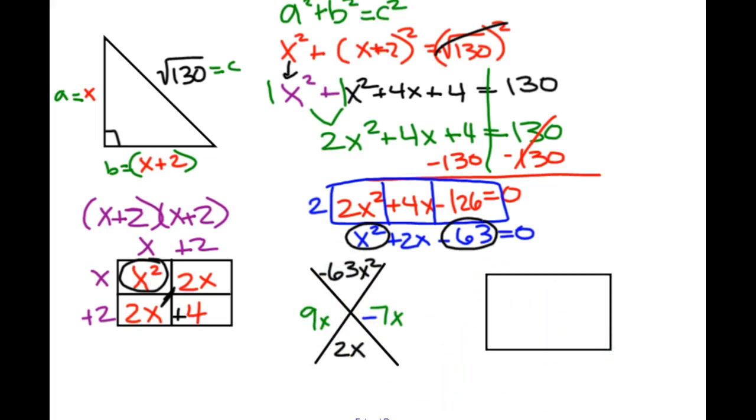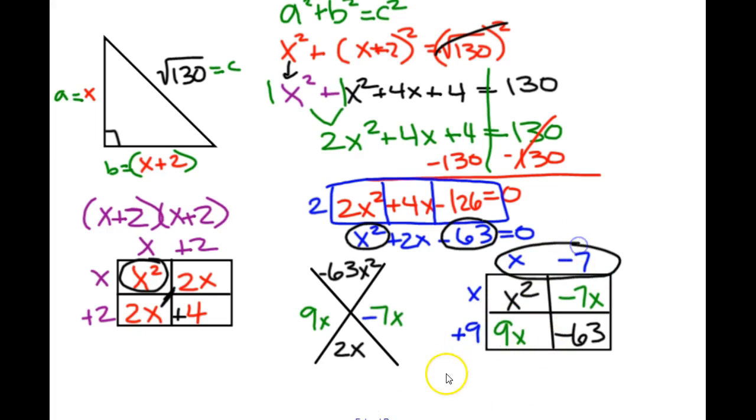So in our box now, we have 9x and negative 7x. Our first term was x squared. Our last term was negative 63. So we have x times x is x squared. X times negative 7 goes here. X times 9 goes here. So our two answers we have are x minus 7 and x plus 9 from here, all equal to 0.